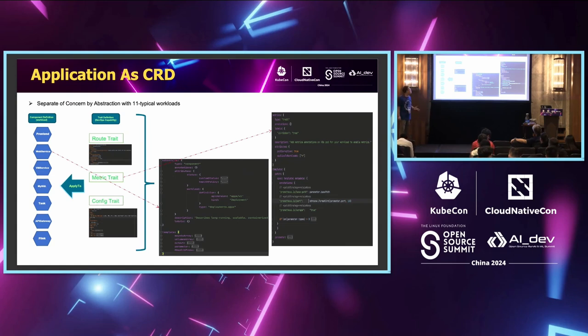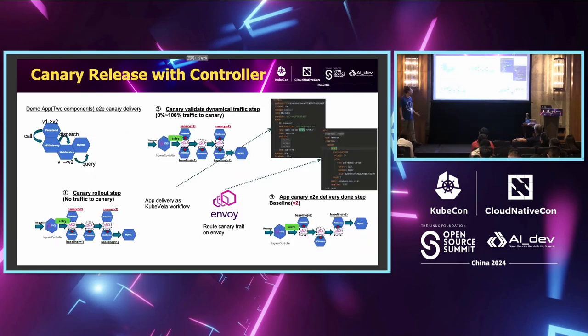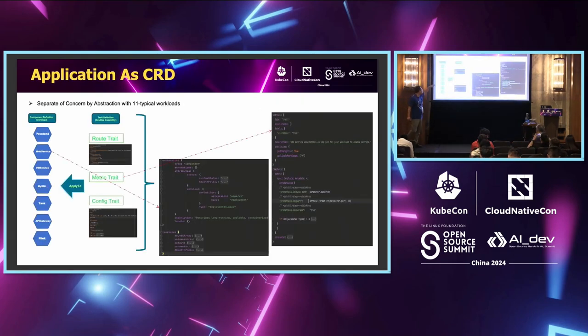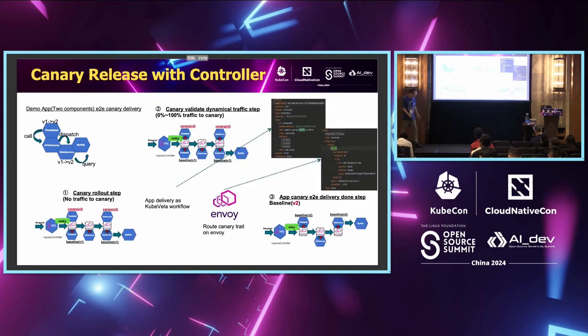So we use the CRD to describe it and use OAM according to the OAM spec and apply it to the operations, SRE operations, automations, functionality, binding to the workloads for config, metric, route.